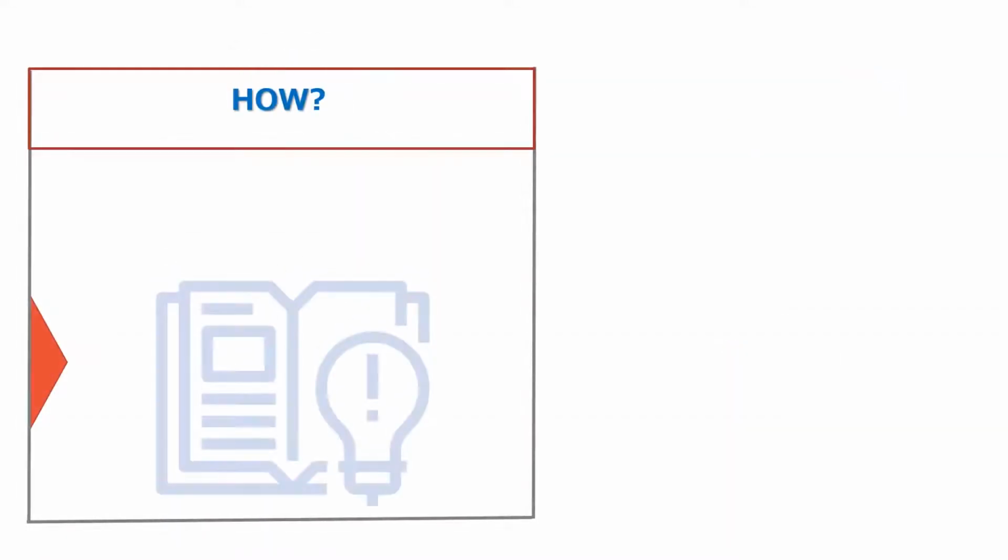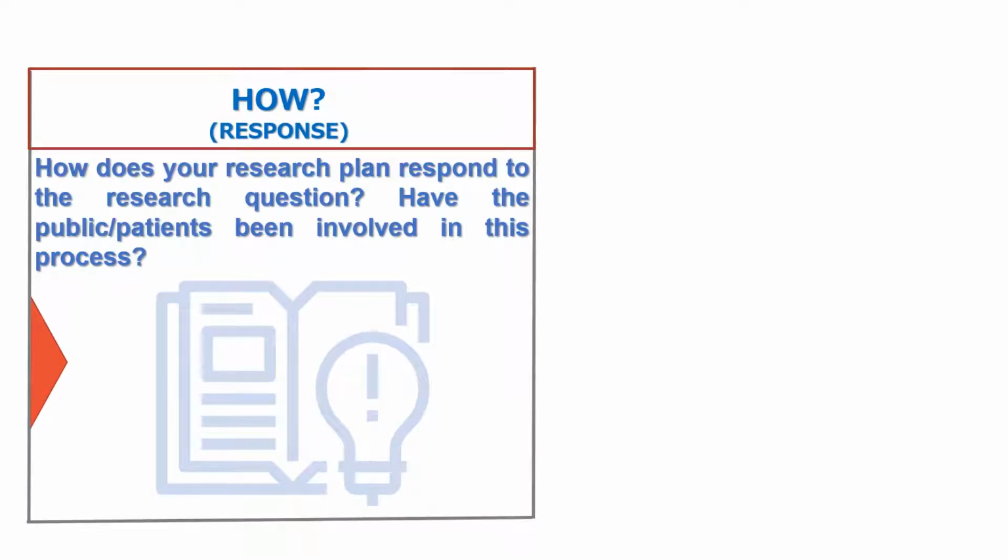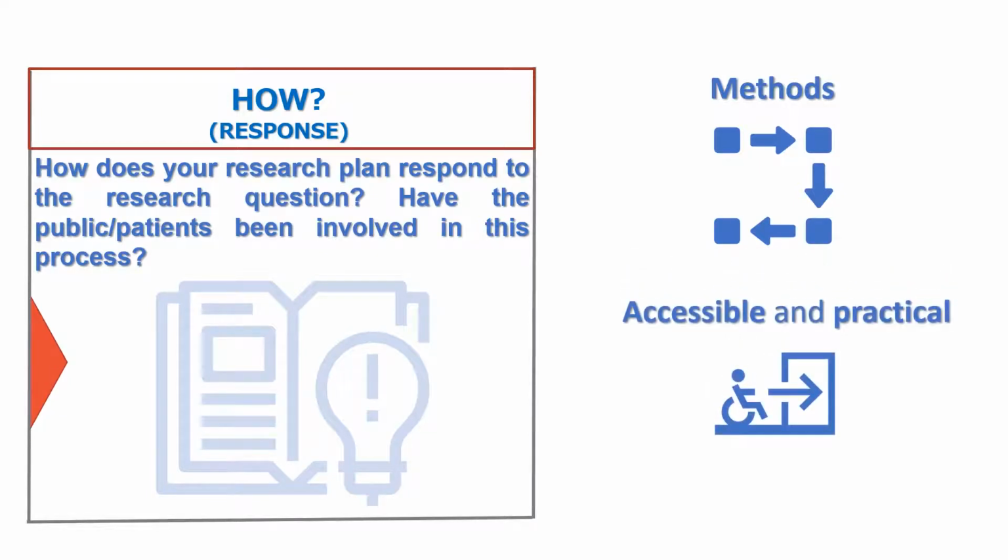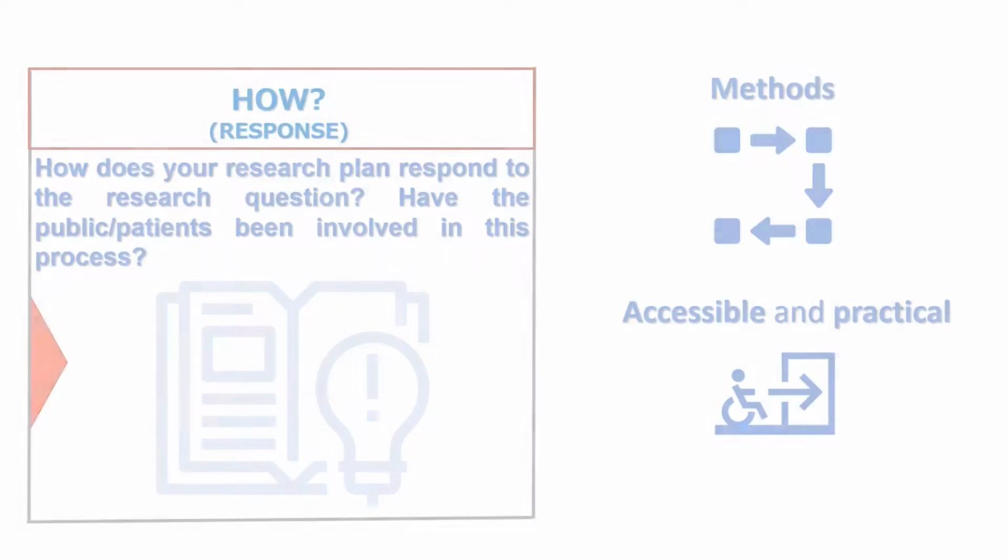The next step is how, or our response. How does your research plan respond to the research question? Have the public or patients been involved in this process as consultants, advisors, or co-researchers? Here you can explain what methods you're going to use to collect your data. Are your methods accessible and practical for involvement by the PPI representatives? For example, how will those with a disability or hearing loss be accommodated?